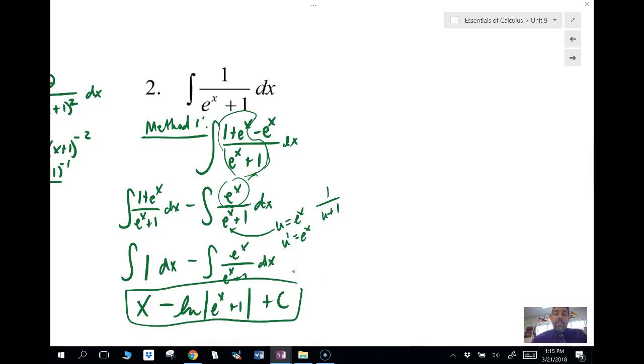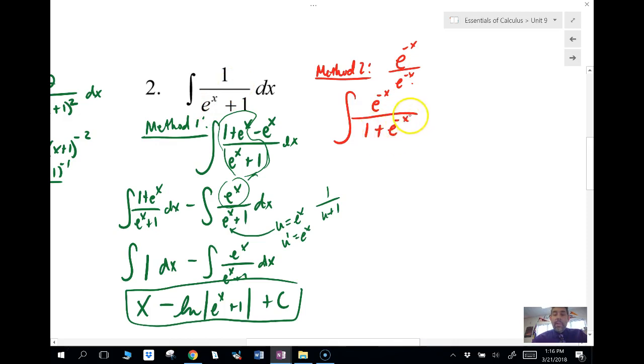The other way is by multiplying e to the negative x over e to the negative x. So we're really multiplying by 1. If I do that, I'm going to have e to the negative x on top. E to the negative x times e to the x is just 1, plus e to the negative x dx.